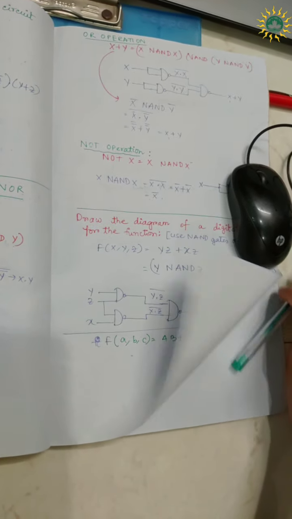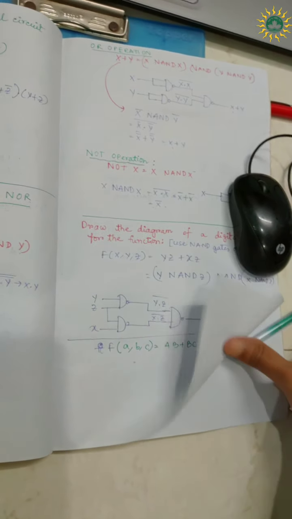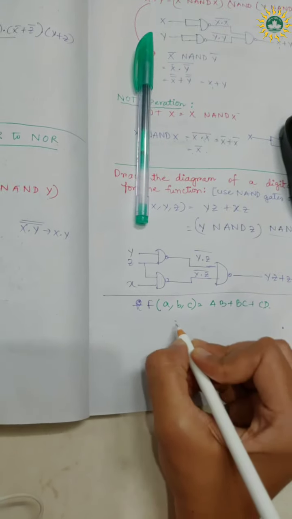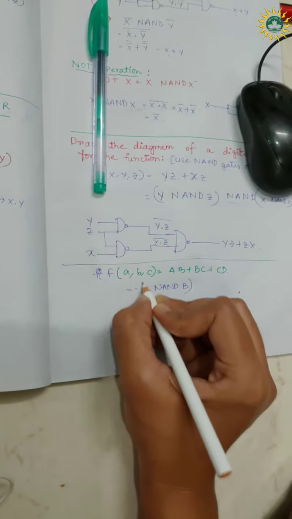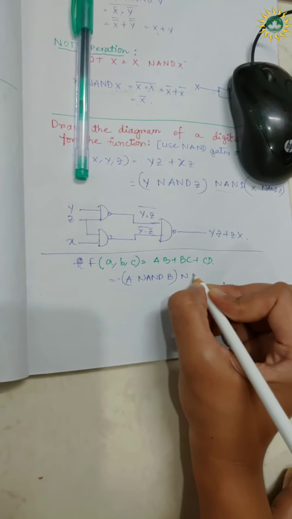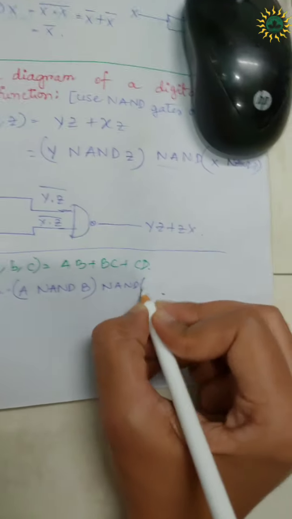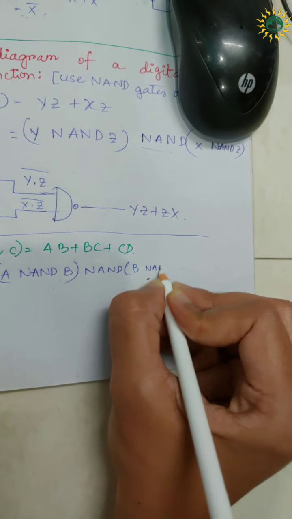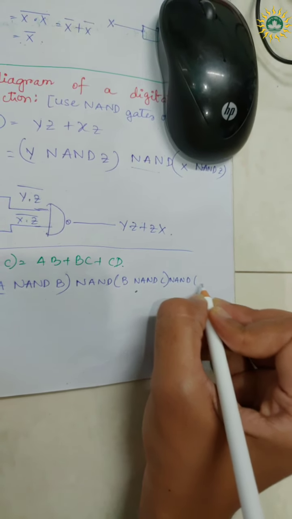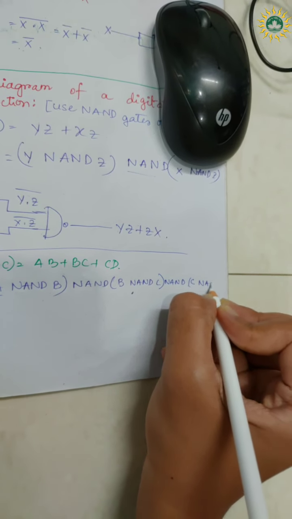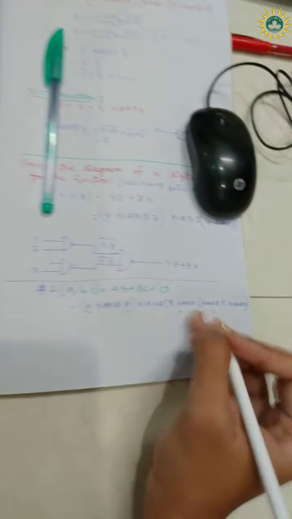Using NAND to NAND gate. These are called NAND to NAND gate, okay? Now we have A NAND B, NAND B NAND C, NAND. Okay, done.